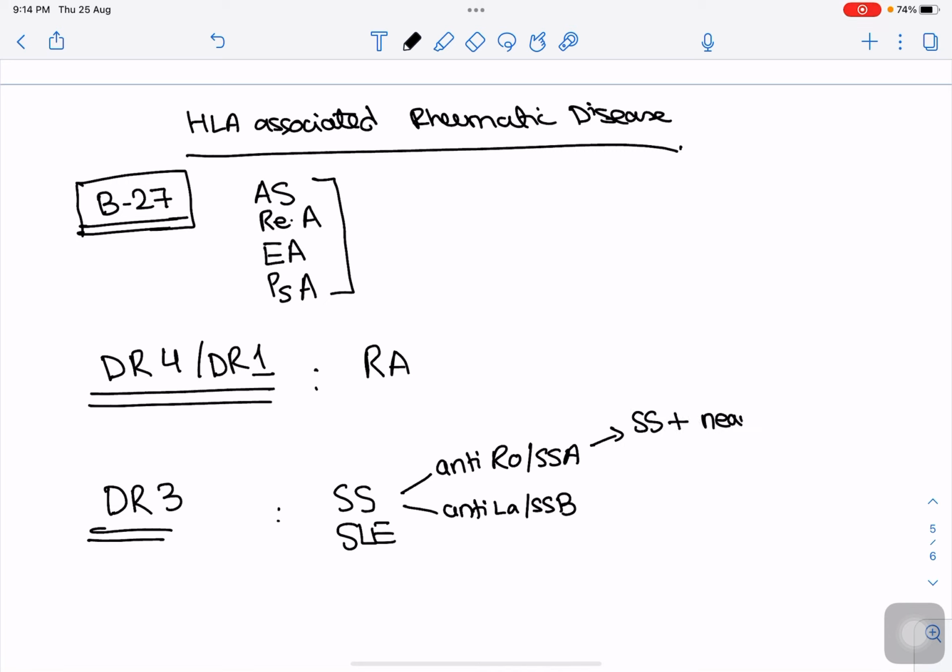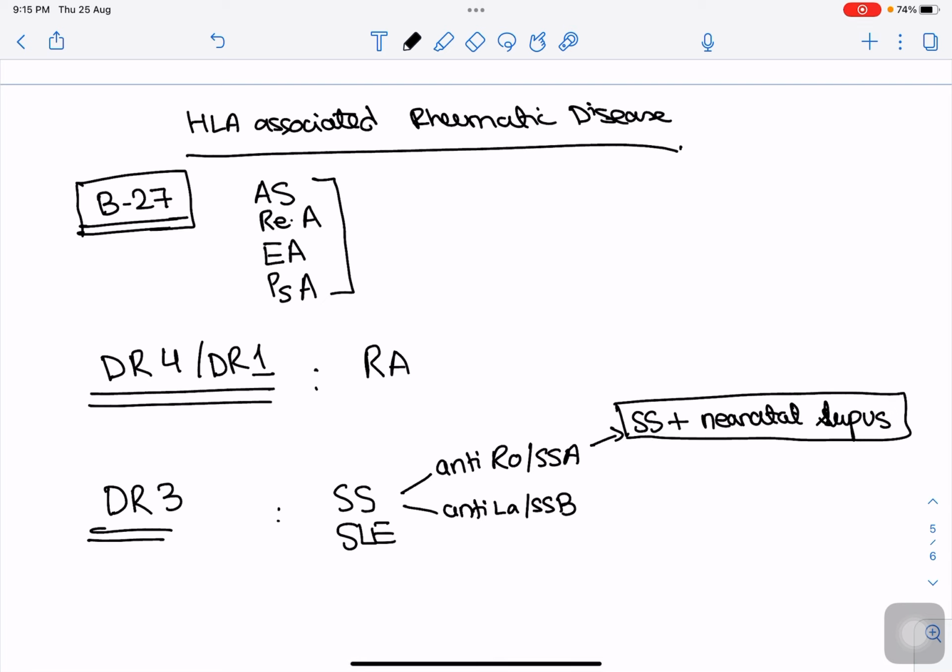SSA usually is found in systemic sclerosis, and along with that, it is also found in neonatal lupus. So these are the two conditions in which you would find these antibodies. But honestly speaking, one of the antibodies that you would only find in systemic sclerosis is this one. There is no other associated condition, so this can be a definitive test for systemic sclerosis.